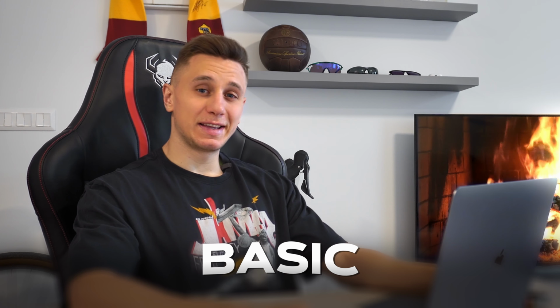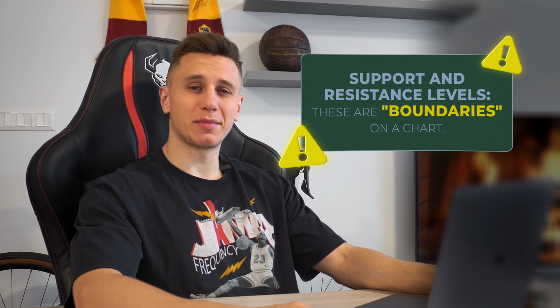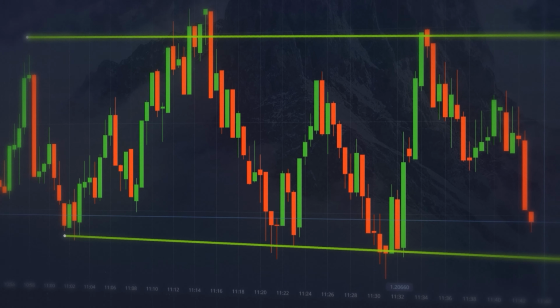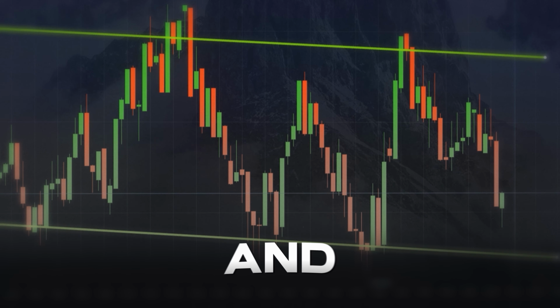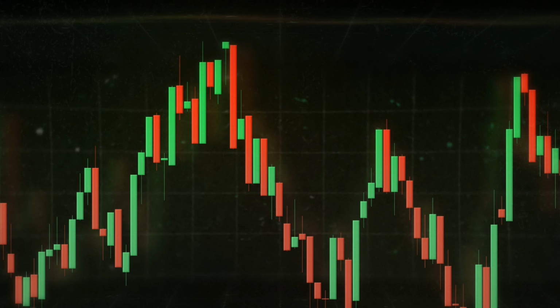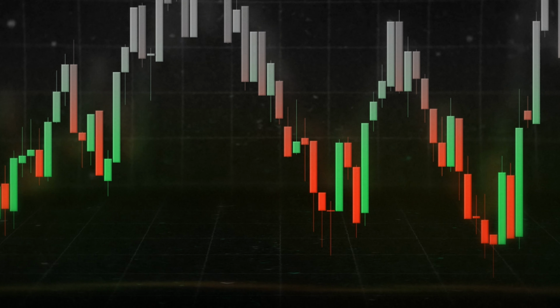Today we'll explore one of the most basic yet effective tools in trading: support and resistance levels. In simple terms, these are boundaries on a chart. You can draw them yourself, and they show where the price most often stops and where it finds it difficult to move. Imagine there is a floor and a ceiling. The floor prevents the price from falling below, and the ceiling prevents the price from rising above. These levels help us understand where to open trades.